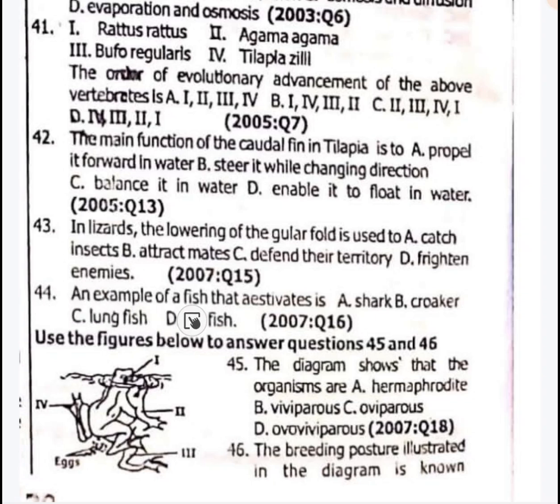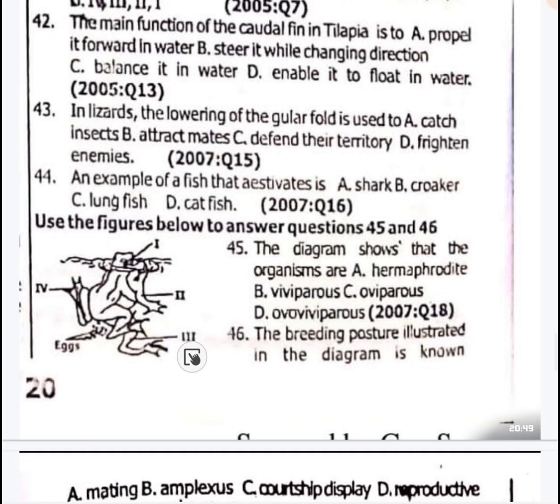44. An example of a fish that aestivates is the lungfish. 44 is option C, the lungfish. 45 and 46 are based on this figure here.